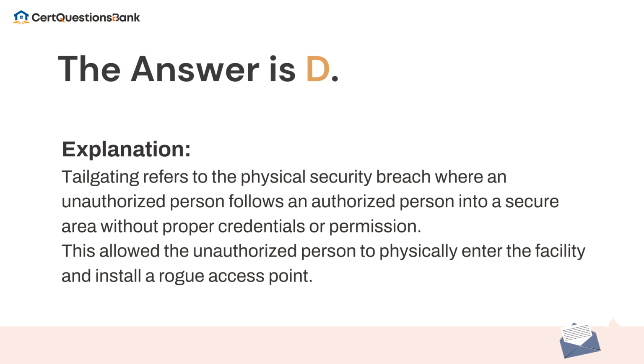Tailgating refers to the physical security breach where an unauthorized person follows an authorized person into a secure area without proper credentials or permission. This allowed the unauthorized person to physically enter the facility and install a rogue access point.